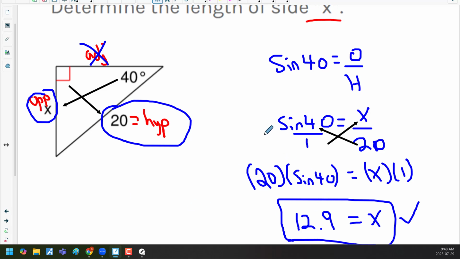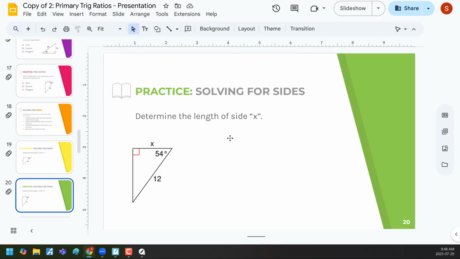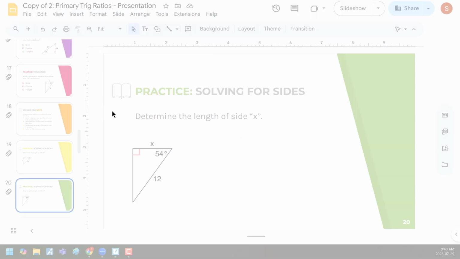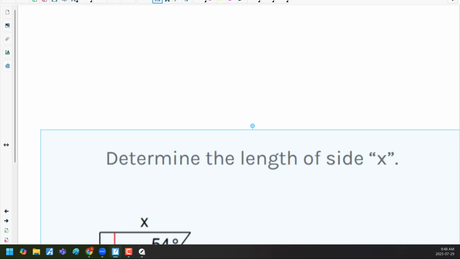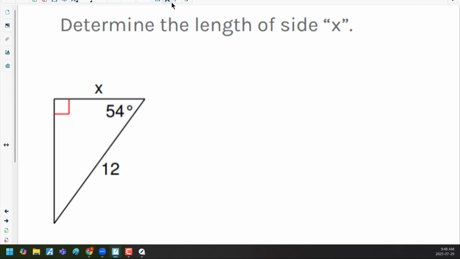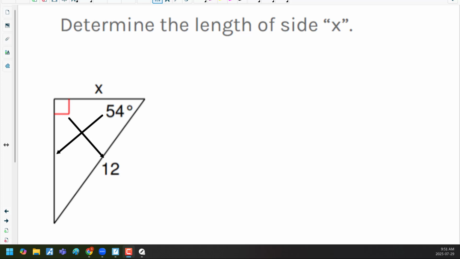Hopefully you were paying attention, because now it's your turn to figure this out. Exact same question, except different numbers. All right, good luck everyone. Try your best. So here's what you thought. Most of you said it was 7. Some of you said 8 or 9. Not a big deal. Let's see what the answer is quickly.